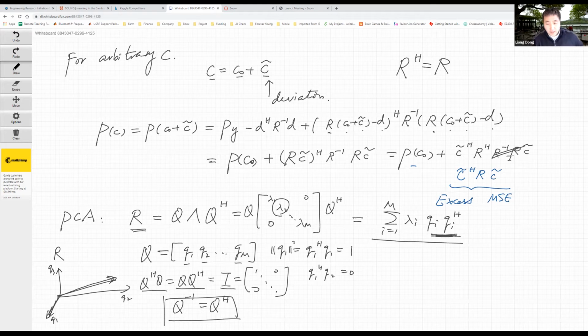And if you add another one, Q1 Q1 Hermitian plus Q2 Q2 Hermitian, then you have another subspace which is spanned by Q1 and Q2, which is this area here. That's also a subspace of the 3-dimensional space. It's a 2-dimensional space out of the 3-dimensional space. Okay? Now each of those subspaces has a weight. The weight is the eigenvalue, lambda 1, lambda 2, all the way to lambda m.